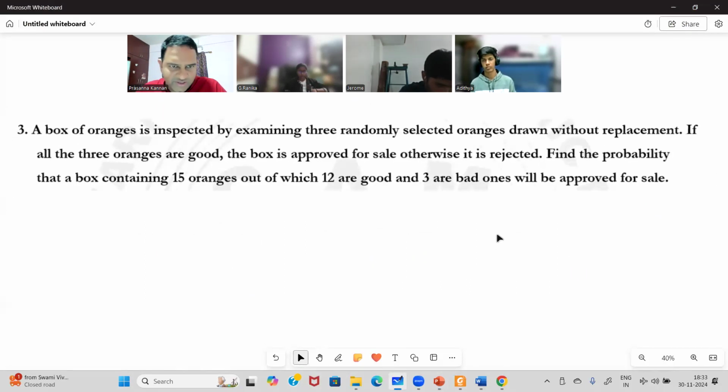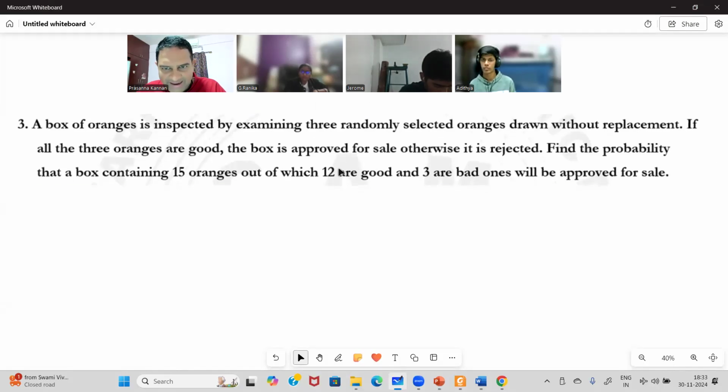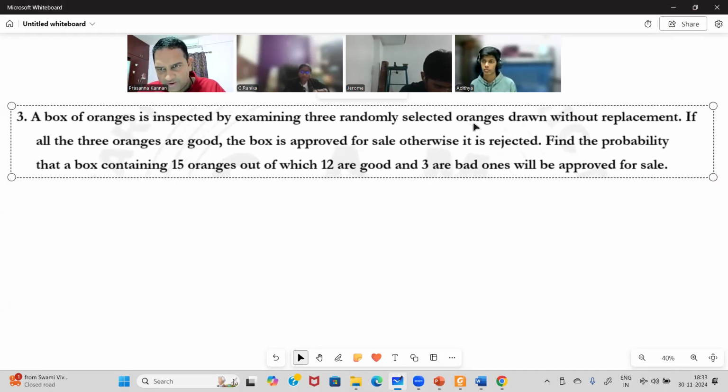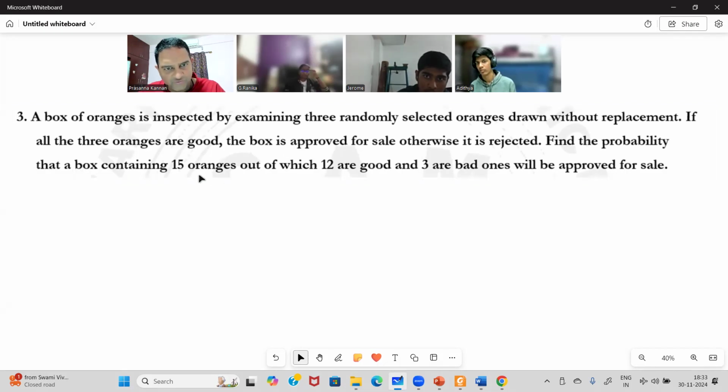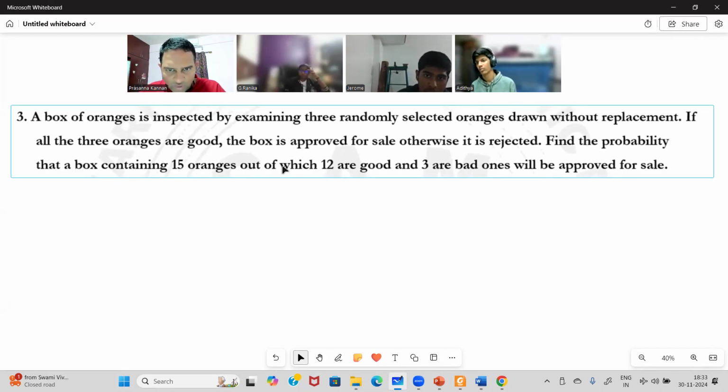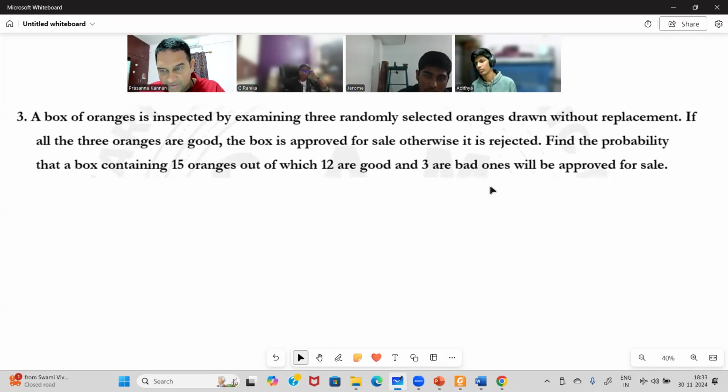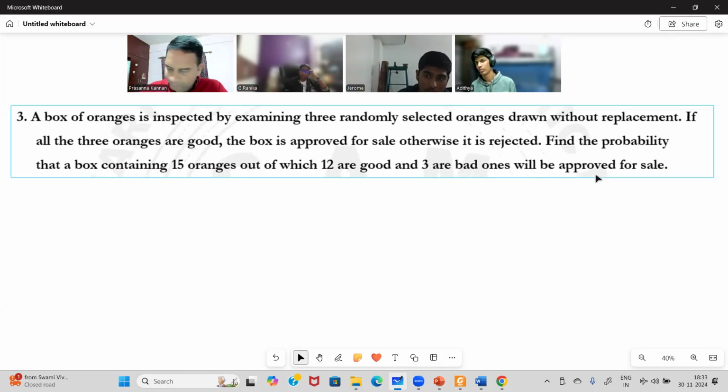A box of oranges is inspected by examining 3 randomly selected oranges drawn without replacement. If all the 3 oranges are good, the box is approved for sale. Otherwise, it is rejected. Find the probability that a box containing 15 oranges, out of which 12 are good and 3 are bad, will be approved for sale.